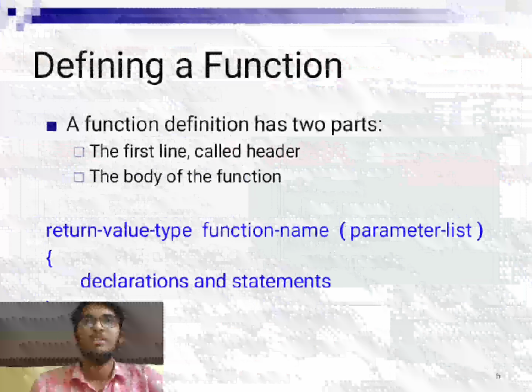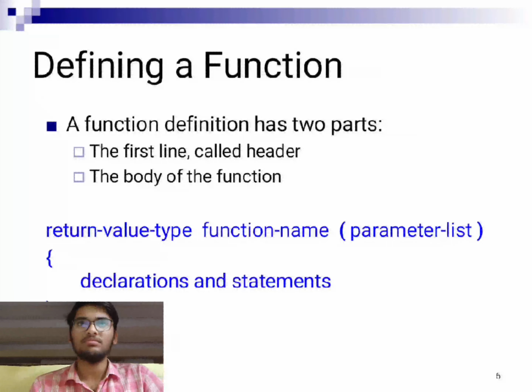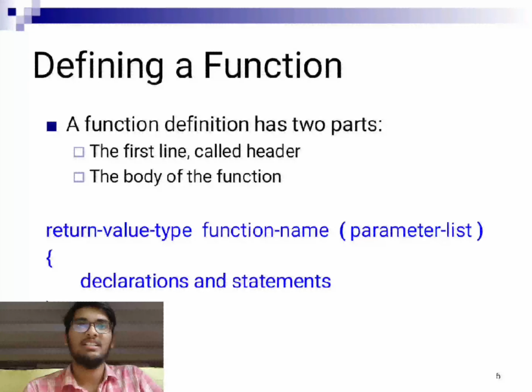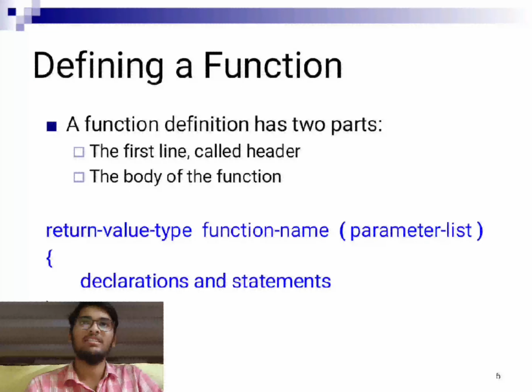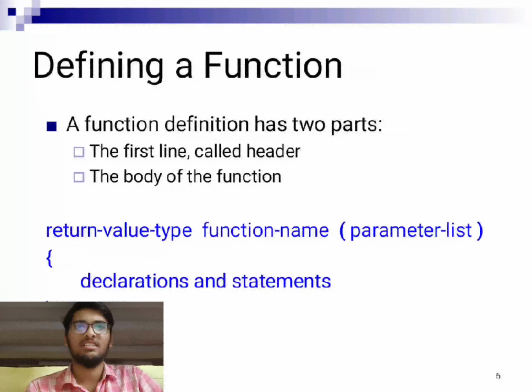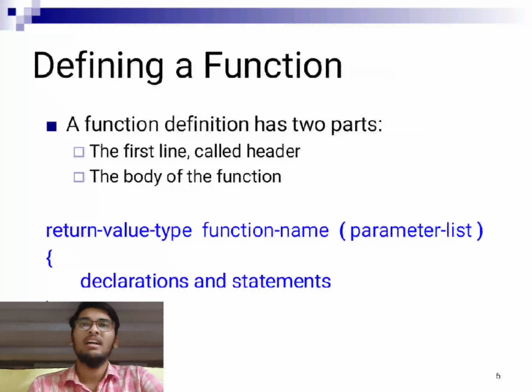Here we are defining a function. Let us see the syntax to define a function: return value type, function name, parameter list, and open bracket, then the block with opening curly braces, declarations and statements, and closing curly braces. It is the syntax for defining a function.